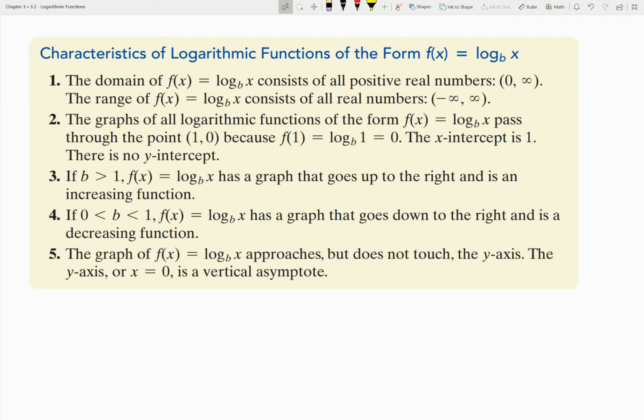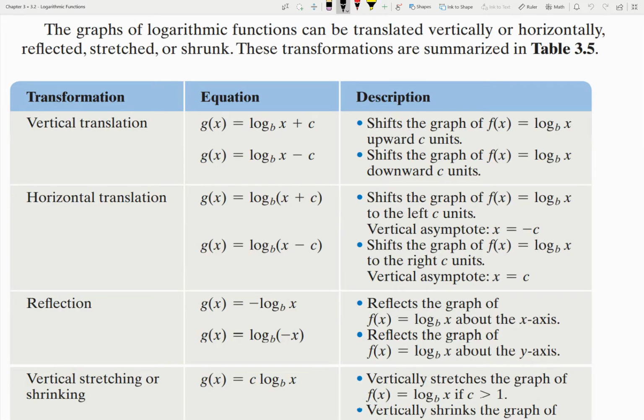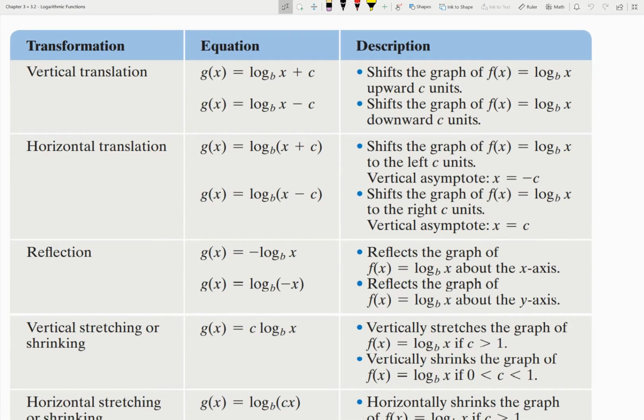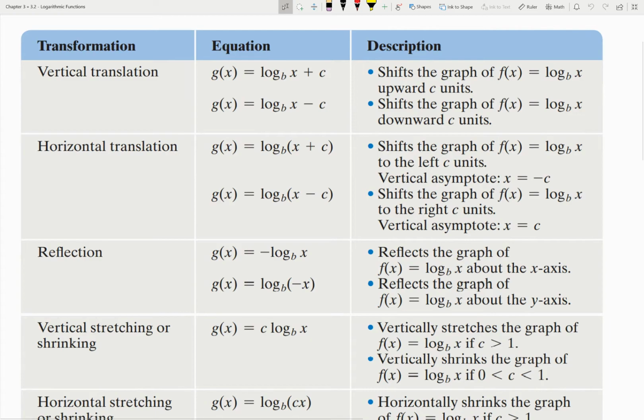There is no y-intercept. If the base is bigger than 1, it goes up and to the right, and it is an increasing function. If the base is between 0 and 1, it is decreasing. And the graph approaches but does not touch the y-axis, and it has a vertical asymptote. You can still move them around. Okay, we can still transform my logarithmic functions just like I would any other function.